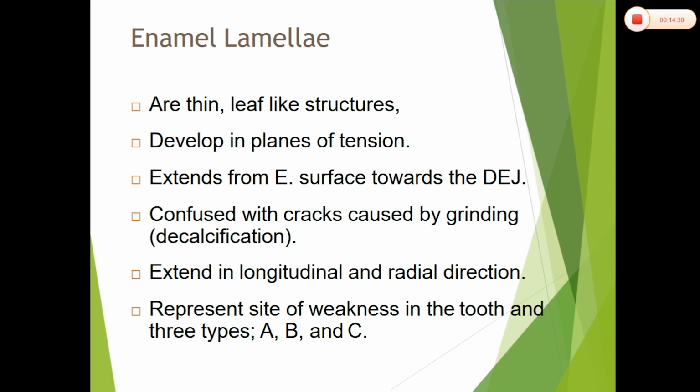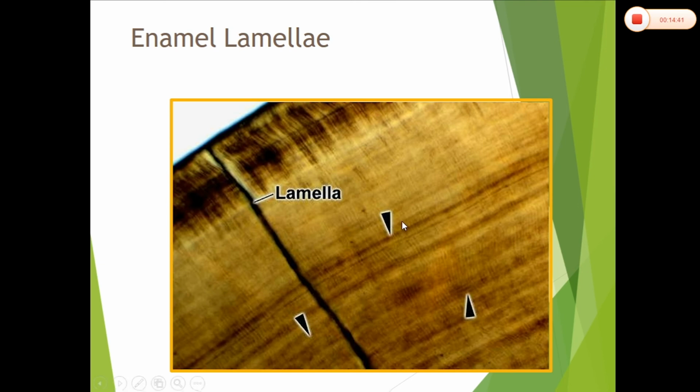Enamel lamellae can be confused with the cracks that appear on the surface. Okay? They represent sites of weakness in the tooth, and there are three types, A, B, C. Enamel lamellae run from the outside to the dentino-enamel junction, which is inside. Okay? This is the enamel lamellae. We see it cut across the whole width of the enamel.